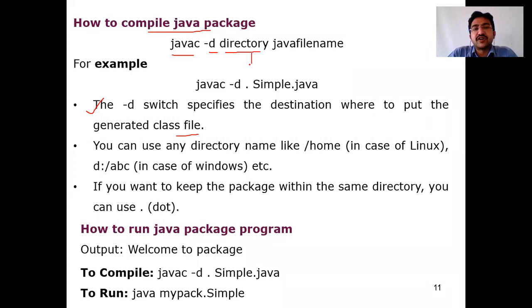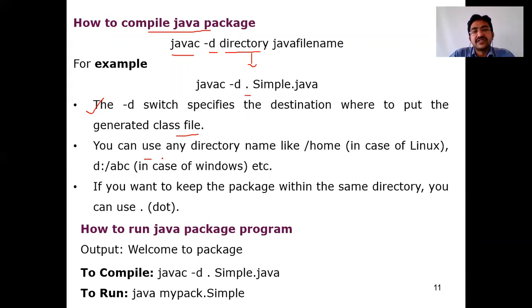If you want to specifically store the class files generated by this Java package in a particular drive, say the D drive in a Java folder, we can mention the path at the place of directory. If you want it stored in the current directory itself, we can just mention a dot, in the sense of the current directory.